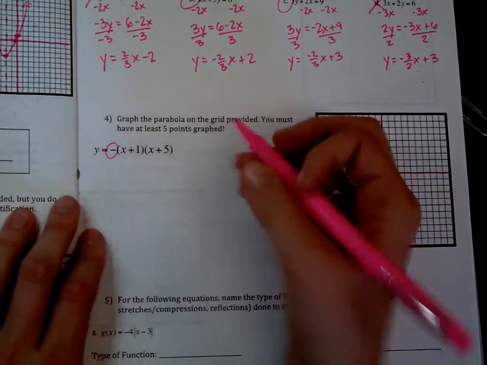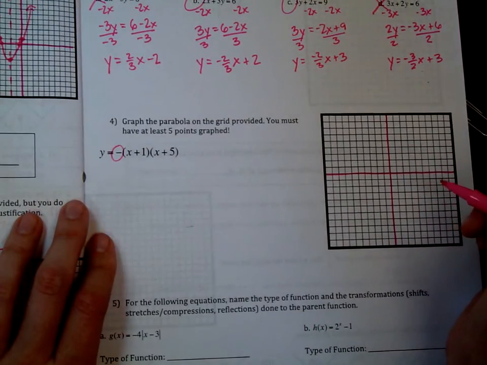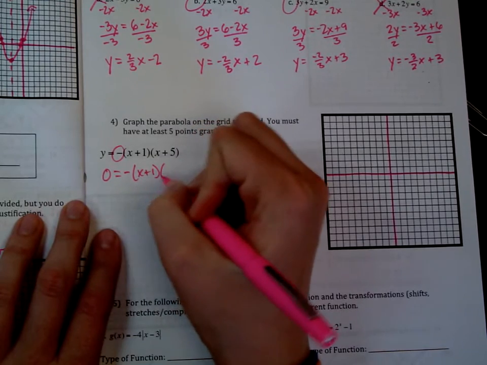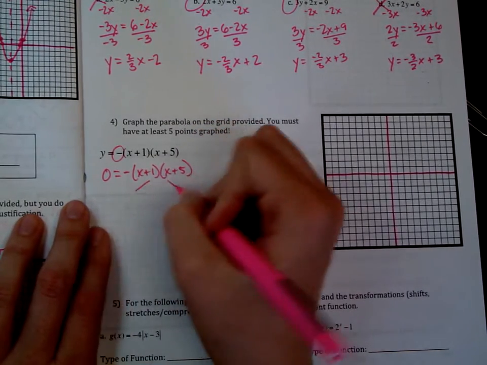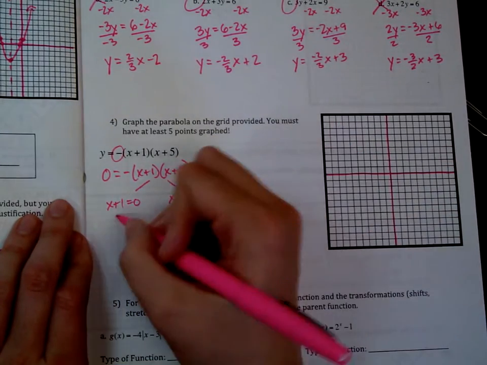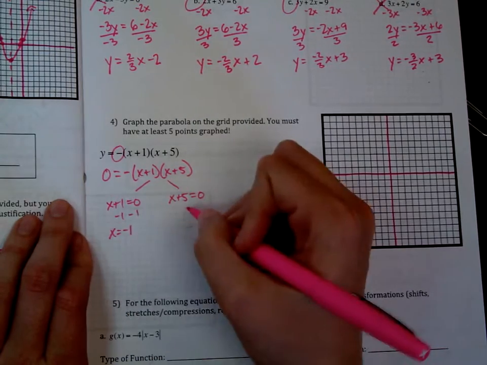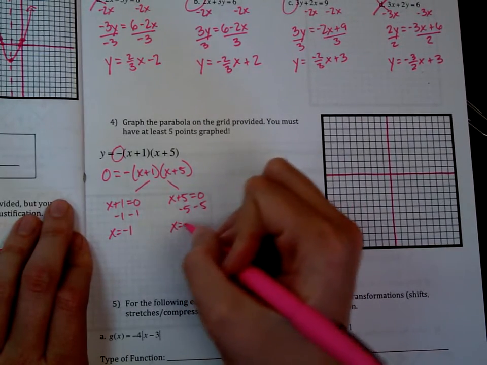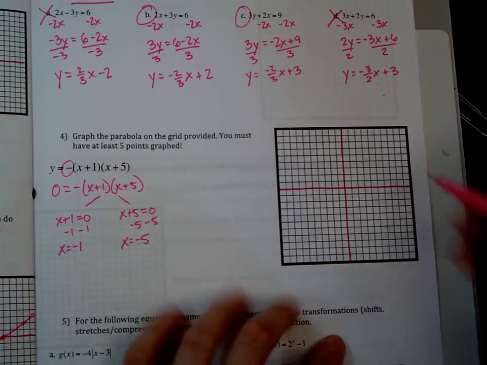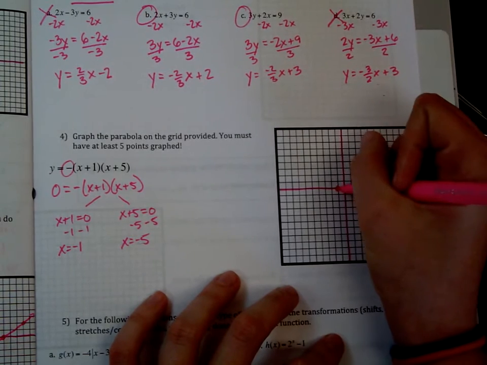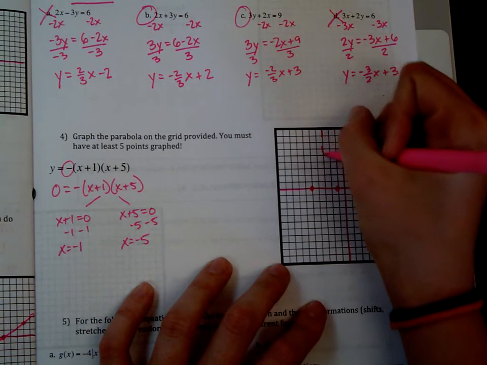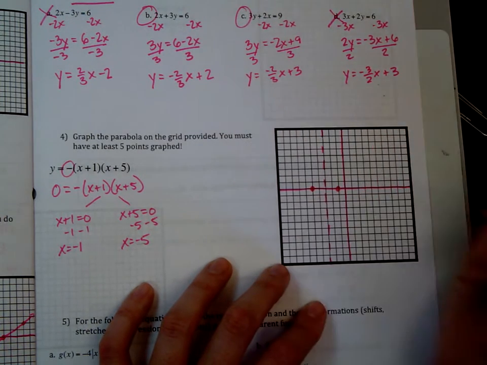First, I'm going to use the zero product property to find my x-intercepts. So I'm going to plug in 0 for y. So we get x plus 1 equals 0, x plus 5 equals 0. So x equals negative 1 or negative 5. So the x-intercepts are negative 1, 2, 3, 4, negative 5. That means that the line of symmetry is going to be right here in the middle at x equals negative 3.